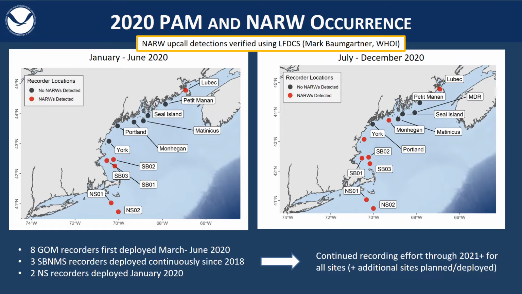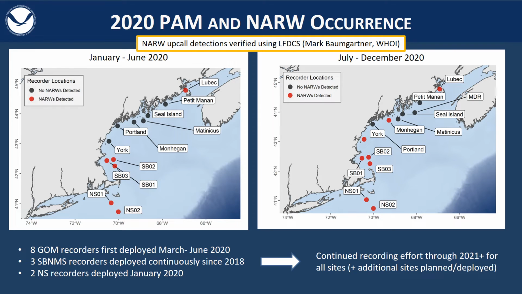Of the 8 recorders deployed along Maine's coast, there were a handful of right whale detections at the York, Monhegan, and Lubec sites. Lubec had 1 day with right whale detections in June and 1 day with right whale detections in October. Monhegan had 1 day of right whale detections in December, and York had 1 day of right whale detections in November. The Stellwagen Bank National Marine Sanctuary buoys, which are the sites starting with SB, had right whale detections on all 3 sites, with most occurrence happening across all 3 sites from January through April.